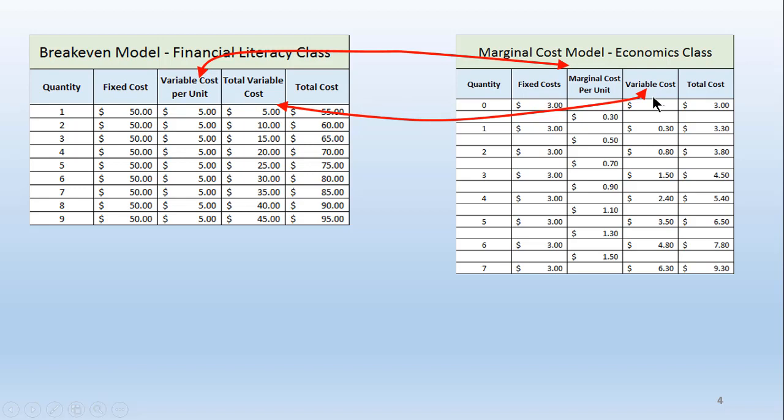But before we go any further, let's look at this. If you look at this item here, total variable cost, this is the sum of all of these items: 5, 10, 15, 20, 25, 30, 35, 40, 45 bucks. So as I produce more, my total variable cost is the sum of all of these things. Well, that is exactly what is happening over here. If I look at variable cost, this is the sum of the previous column. So 30, 50, 70, 90, $1.10, that all adds up to $3.50. So the mathematics in these models are exactly the same.